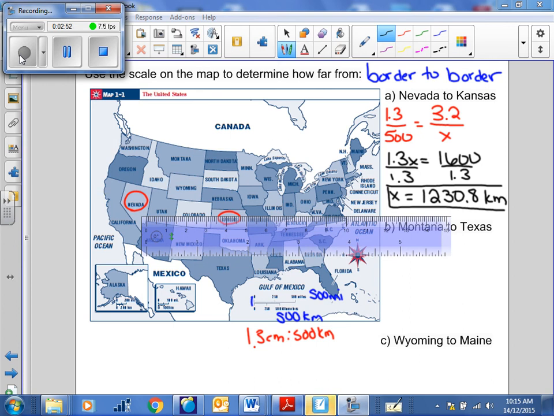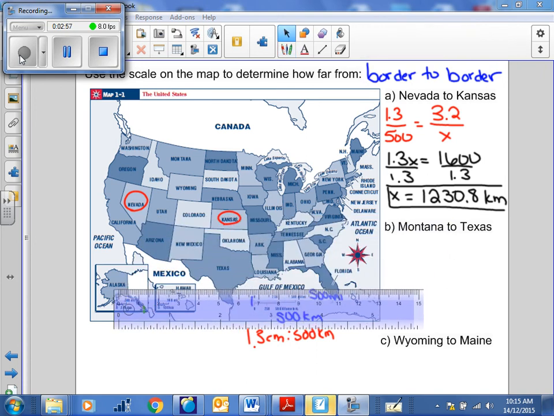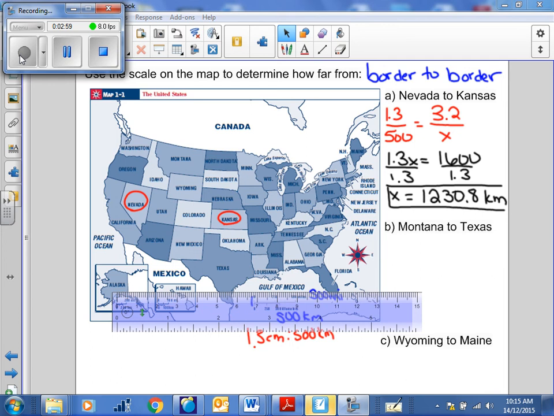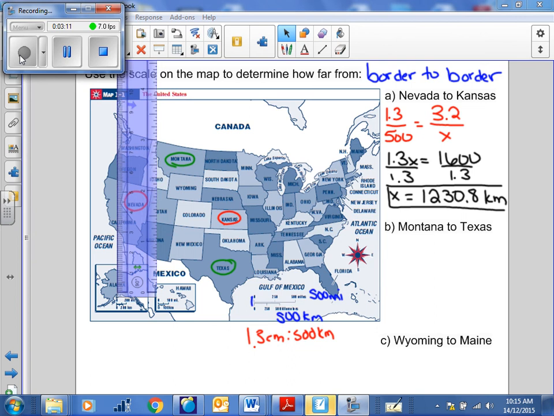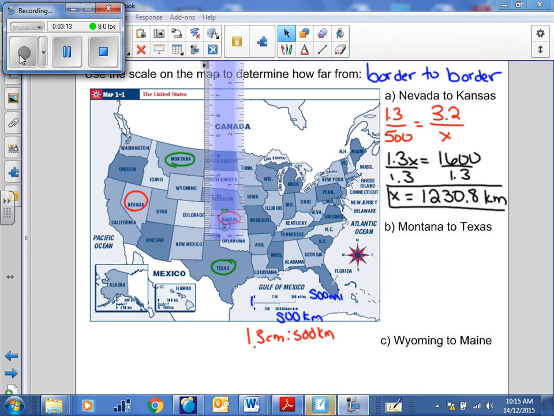Now I'm going to do the same thing. I'm going to measure border to border from Montana to Texas. So Texas is there, and Montana is there. So I'm going to measure border to border. I'm going to just turn my ruler. I'm going to measure up from Texas. I'm going to have to tilt it a tad. So if I go from the top of Texas, it's a little bit over 3. I get roughly 3.1 centimeters.